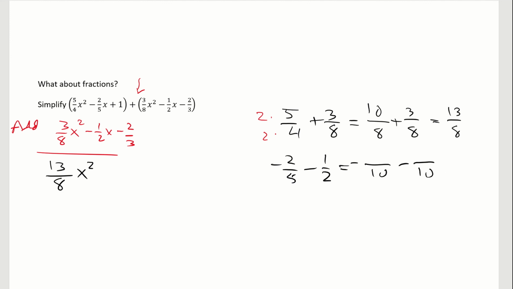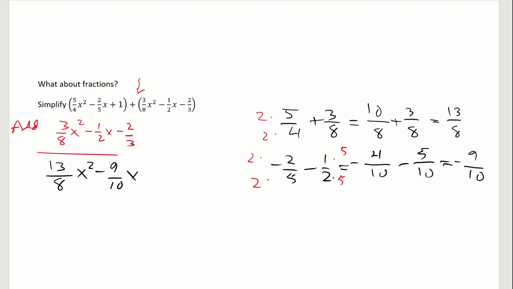Notice they're both negative. So what do? Well, I have to hit this guy with a 2, this guy with a 5 to get a common denominator. And we're getting minus 4/10 and minus 5/10. Add together is minus 9/10. Okay, minus 9/10 x, and one more.